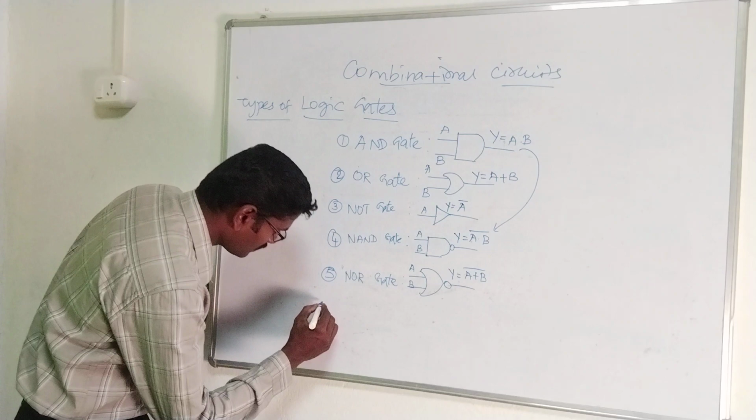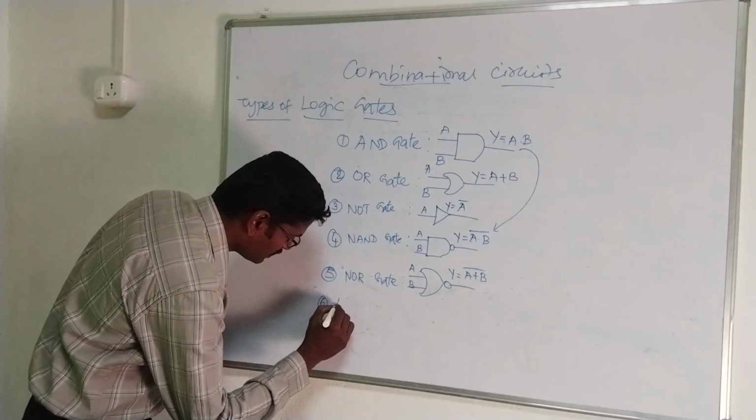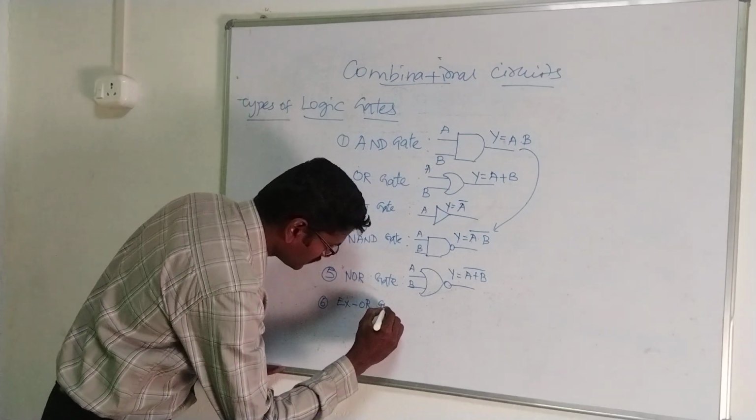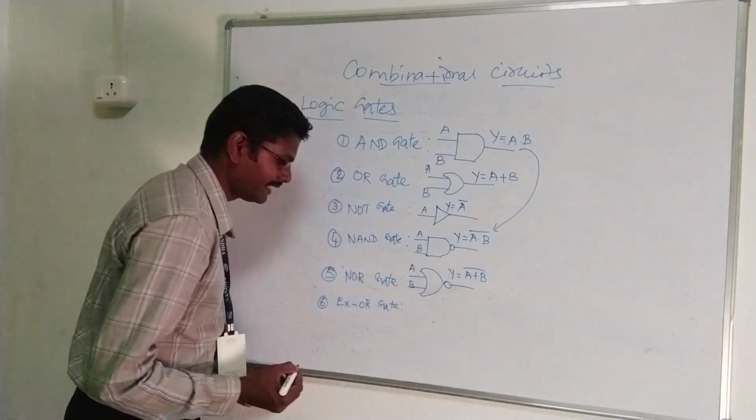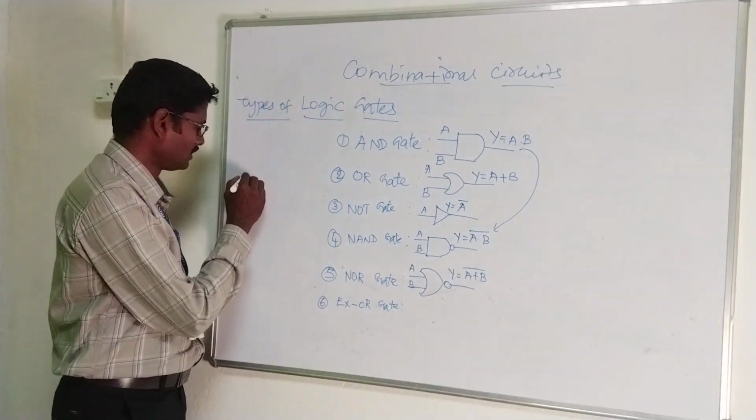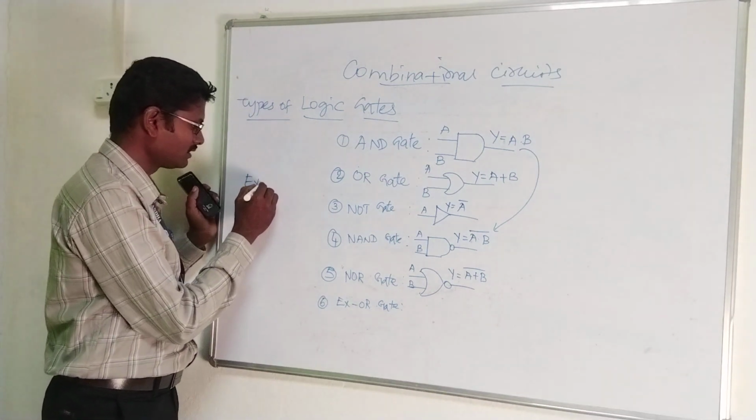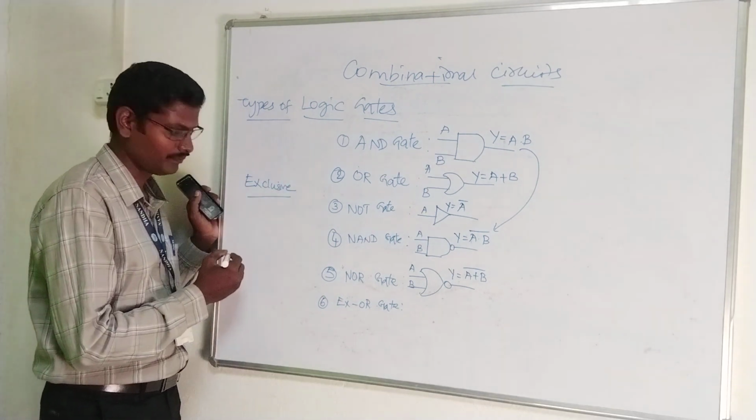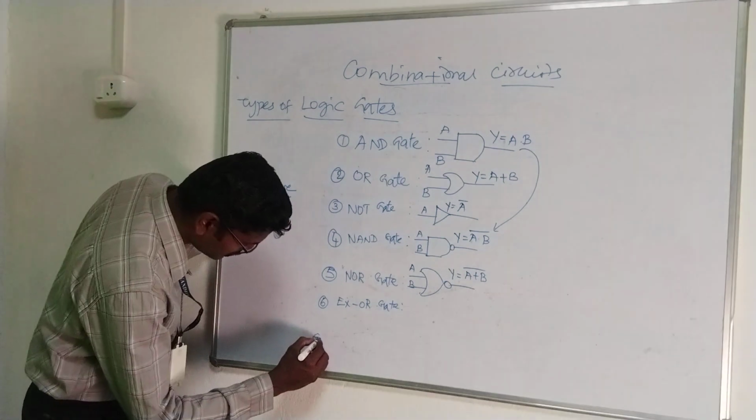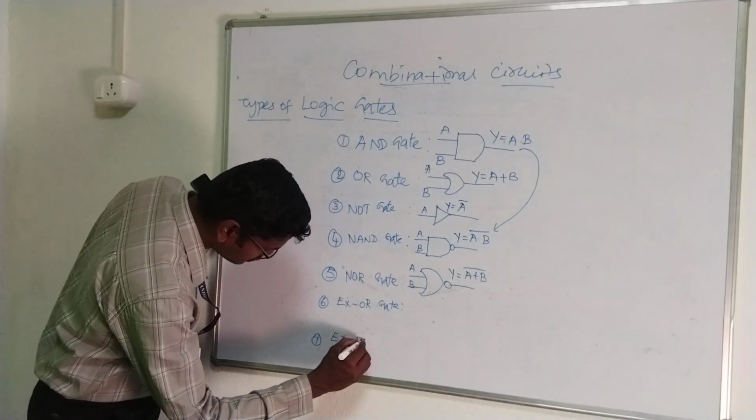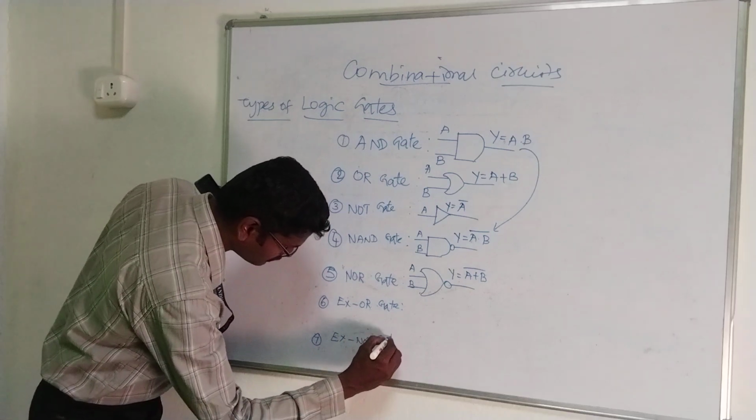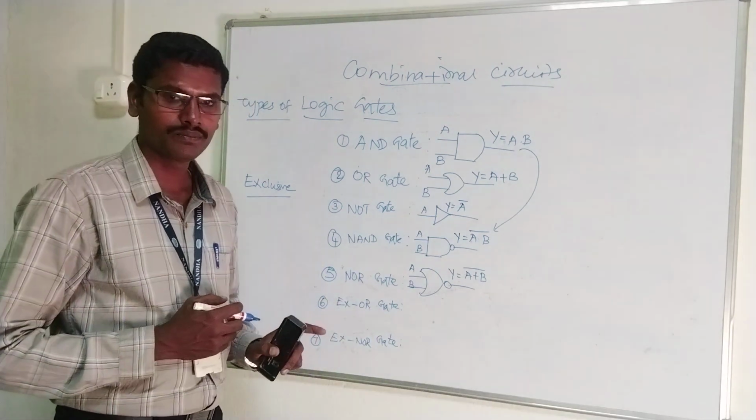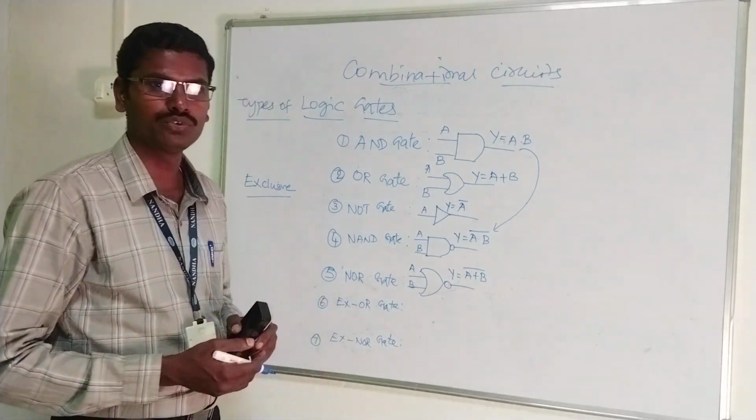So next, number 6, XOR gate. XOR is nothing but X means exclusive, right? So 6 to 1 XOR and 7 to 1 XNOR gate, right? So exclusive OR and exclusive NOR, right? So what is this exclusive OR and exclusive NOR?